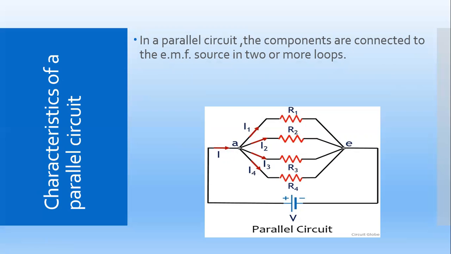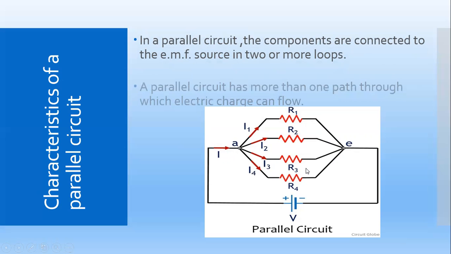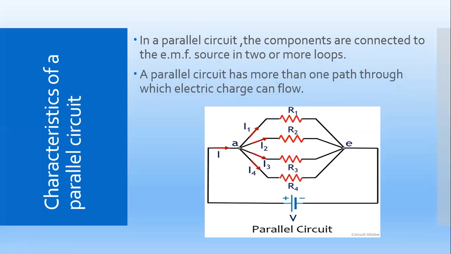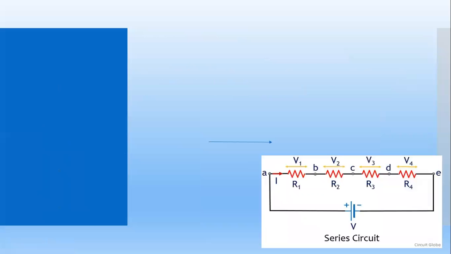Here there are four loops: 1, 2, 3, 4 loops. A parallel circuit has more than one path through which electric charge can flow. You see, the current is divided over here: I1, I2, I3 and I4. So current is divided into four parts.